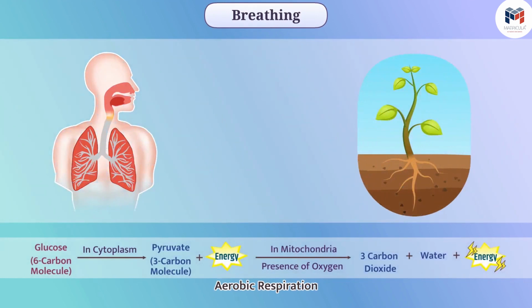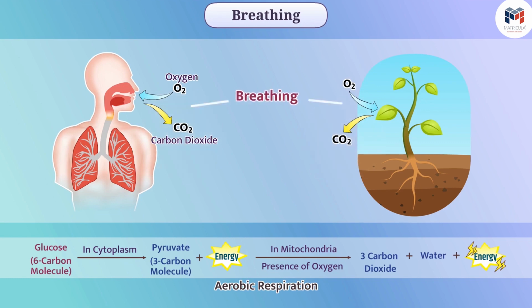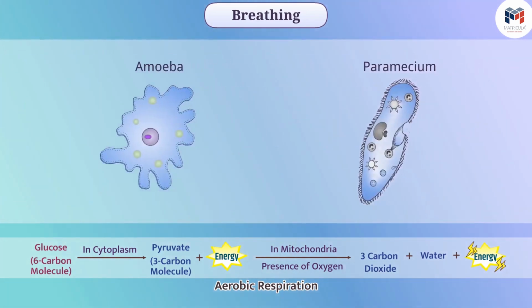For aerobic respiration, living organisms are required to obtain oxygen inside the body and to release carbon dioxide outside the body. The process of taking oxygen inside the body and removing carbon dioxide outside the body is called breathing. Breathing is a part of respiration process. Different methods of respiration can be seen in different organisms. In unicellular organisms, gases are exchanged by diffusion.